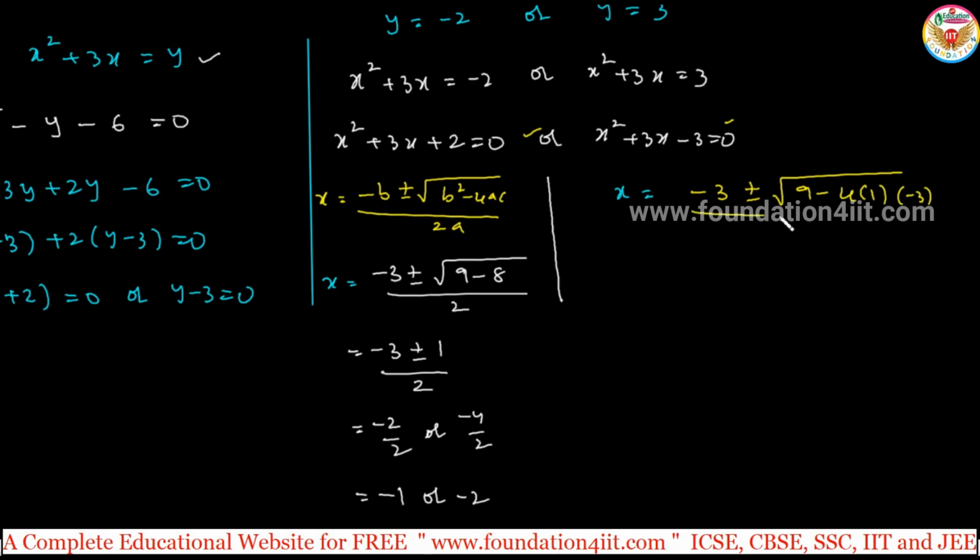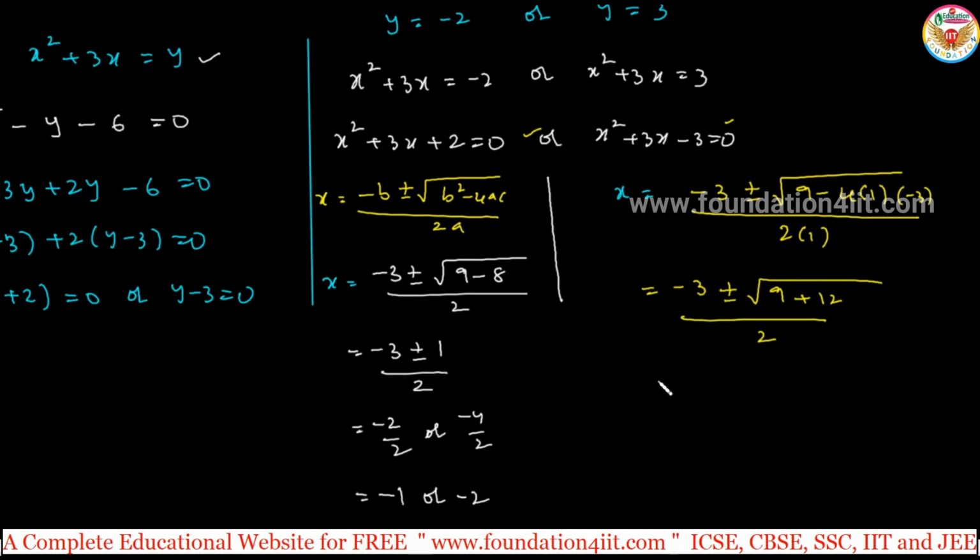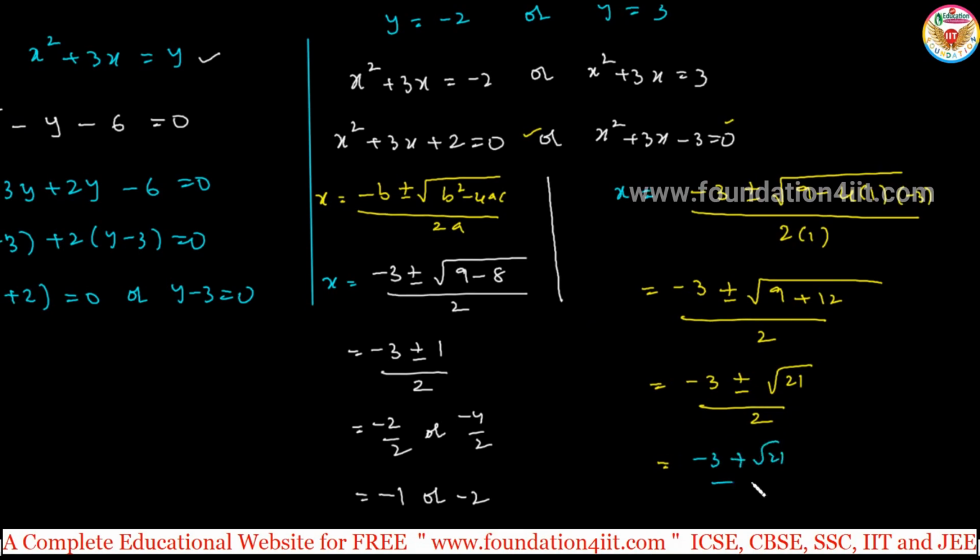4ac by 2a, 2 into 1. Simplify this: minus 3 plus or minus 9 minus into minus, plus 4 threes is 12, by 2. So minus 3 plus or minus square root of 12 plus 9, 21, by 2. So it's not a perfect square. So minus 3 plus root 21 by 2, or minus 3 minus square root of 21 by 2 is the value of x. So finally the required solution is minus 1 or minus 2, and these both.